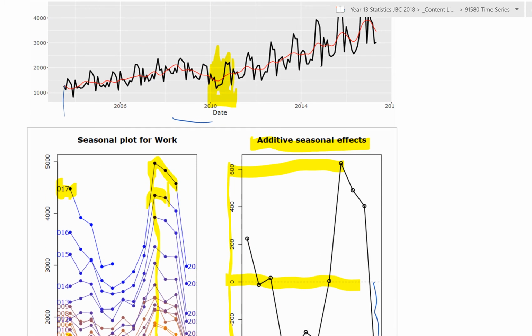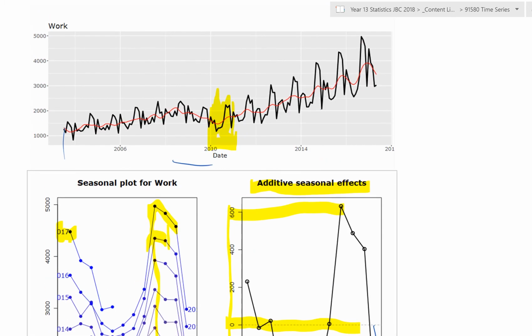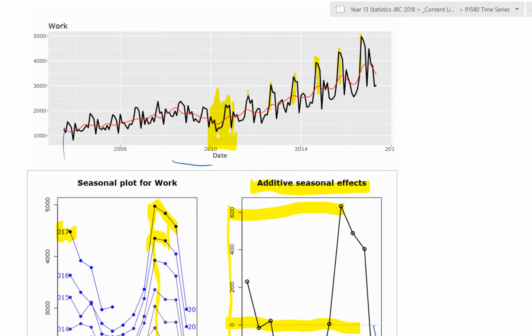Now the trend is that red line on the original graph. And so that 600 is basically found by averaging these distances above the trend line every September. There's a little bit more to it than that, but that's the gist of how it works.